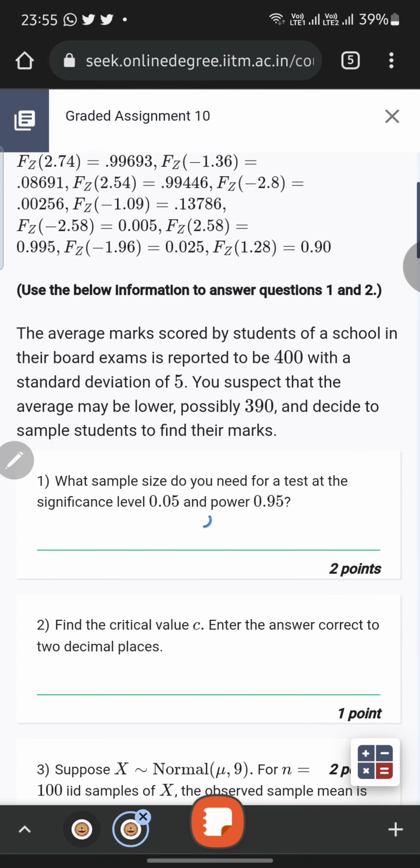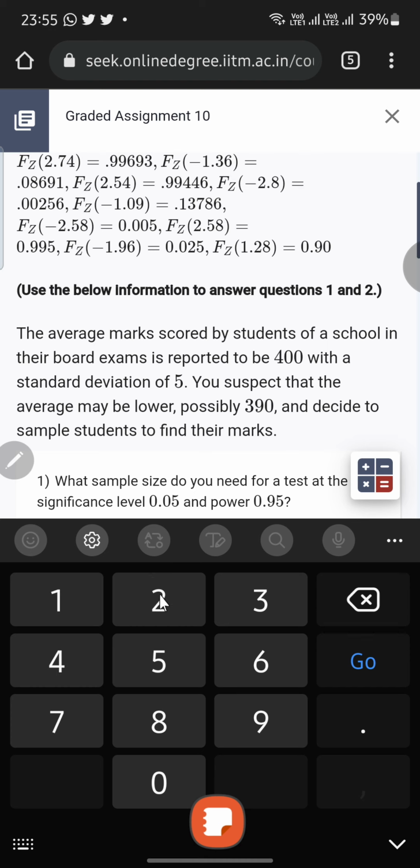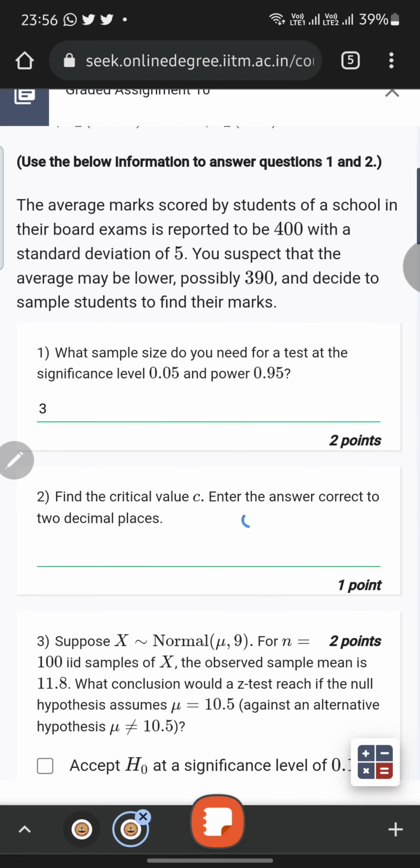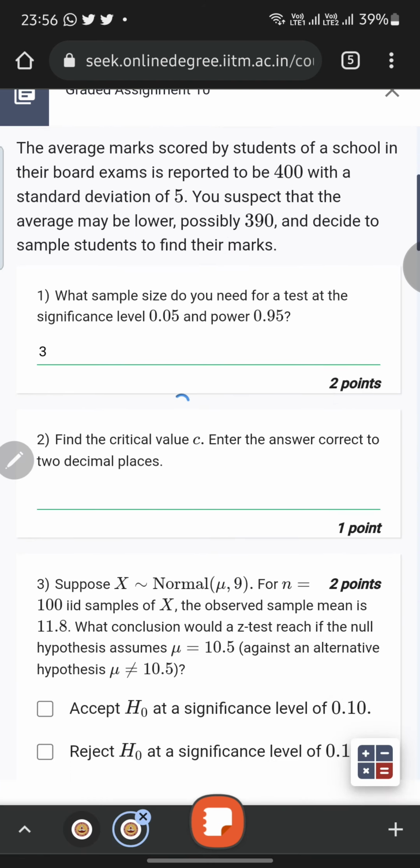So here the answer will be equal to 3. Find the critical value of C. Okay, so basically, what is the critical value? Critical value is the same thing which we found a second ago.